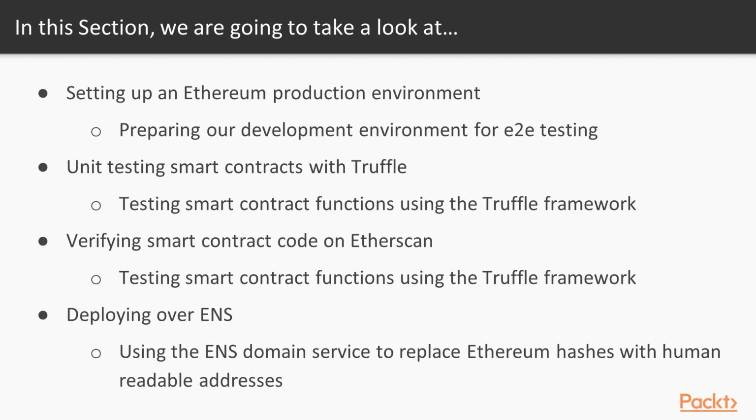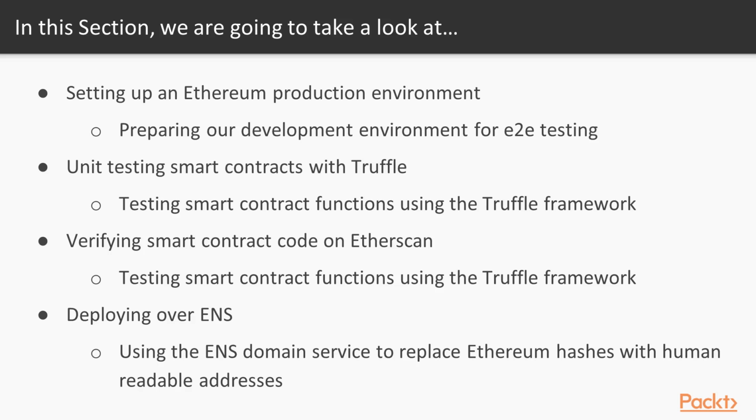We'll start out by getting our production environment ready and installing our testing tool suite. Then, we'll use the tools we installed to perform a walkthrough of testing a smart contract end-to-end. After that, we'll learn how to upload and verify our code onto Etherscan to make the code of our smart contract more transparent. Finally, we'll learn about using the ENS domain name service to replace Ethereum hashes with human-readable names.